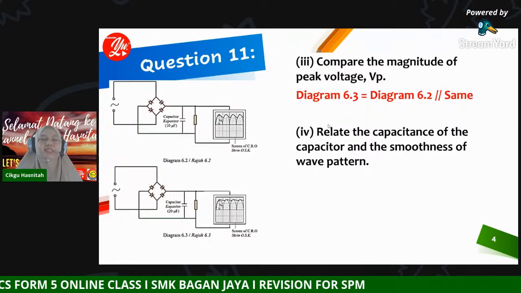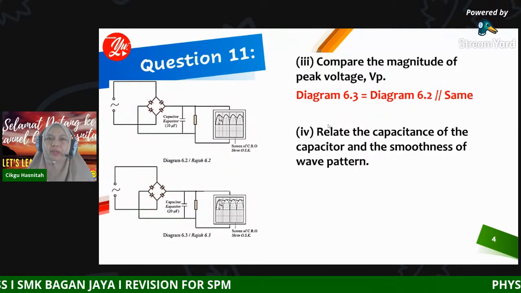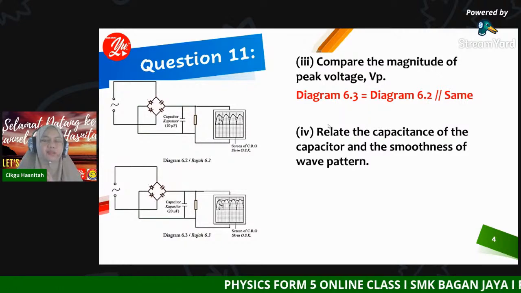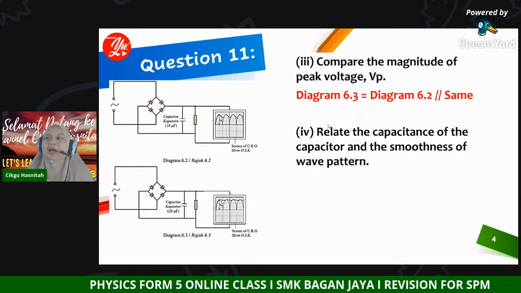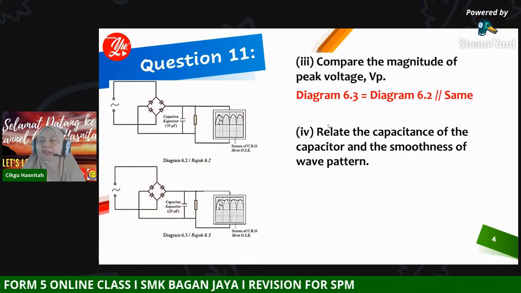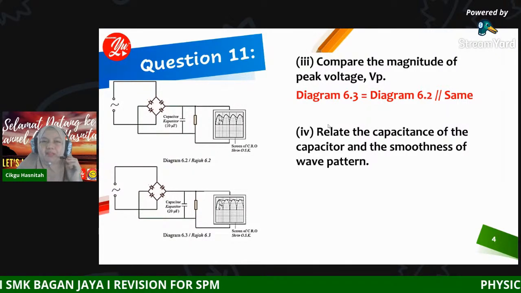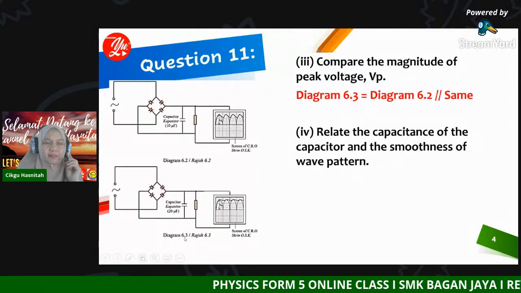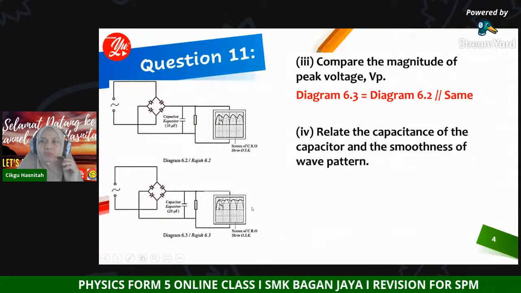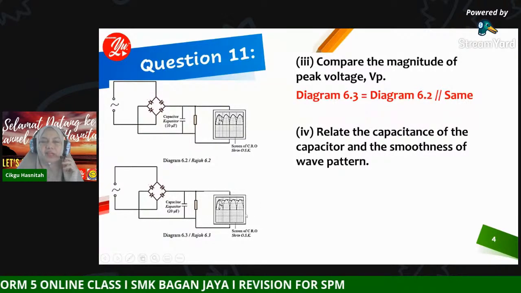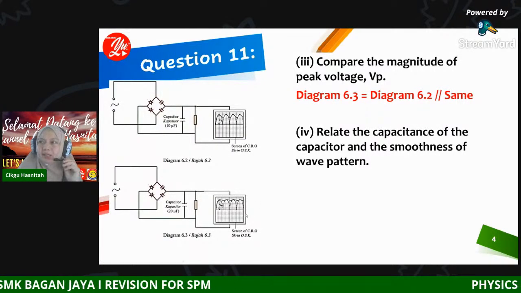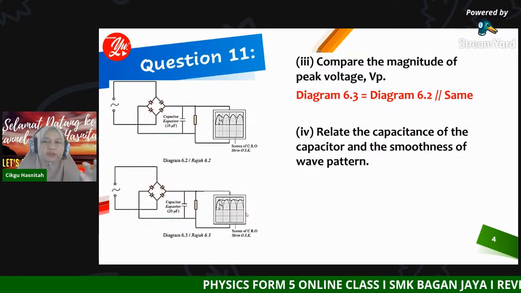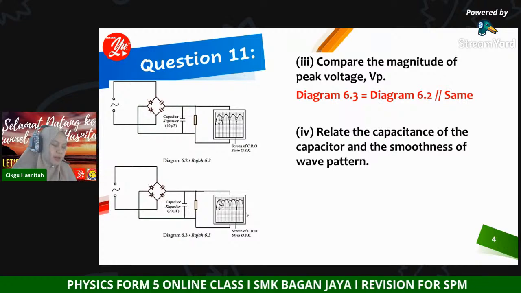Now number 4 is to do the relationship. How do we relate the capacitance of the capacitor and the smoothness of the wave pattern? Just now we said the capacitance in diagram 6.3 is higher or greater, and also the smoothness in diagram 6.3 is higher or greater. So how do we write the relationship?